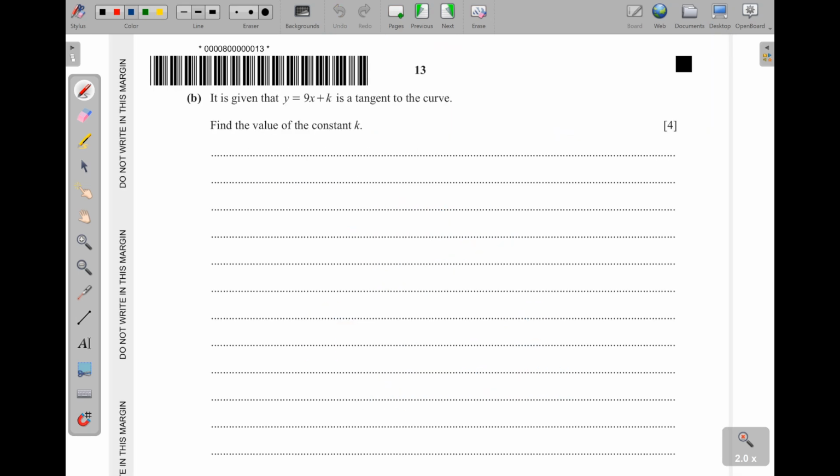Part B, it is given that y is equal to 9x plus k is a tangent to the curve. Find the value of the constant k. Now, if I have y equal to 9x plus k, the gradient of this line is 9. Or I can say dy/dx is equal to 9. Then I also have the equation of the curve, which was given as y is equal to 4 plus 5x plus 6x squared minus 3x cubed. Then when I differentiate this, dy/dx is going to give us 5 plus 12x, then minus 9x squared.